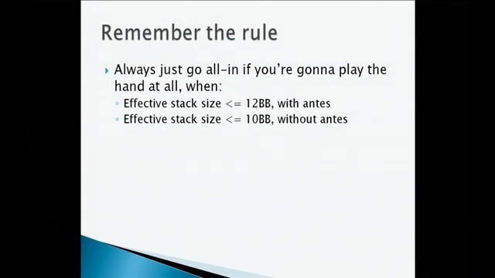So what was the rule I said? The rule I said in the first class is, when the effective stack size is less than 12 big blinds, when there's antes, then just go all in if you're going to play the hand at all. And if there's no antes, then you need to be a bit shorter, because you don't want to risk 12 big blinds when there's no antes. So you only want to risk like 10 big blinds without antes. This was the rule that I outlined in the first class roughly on when you can go all in.